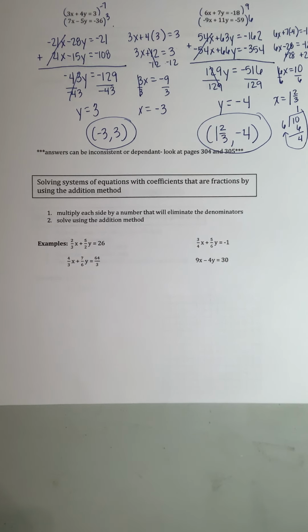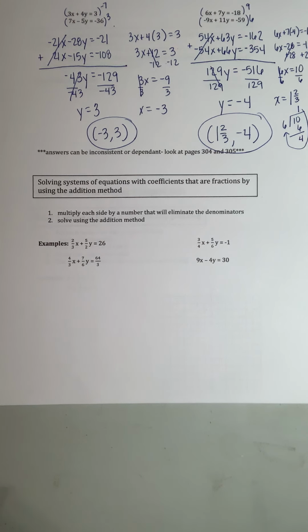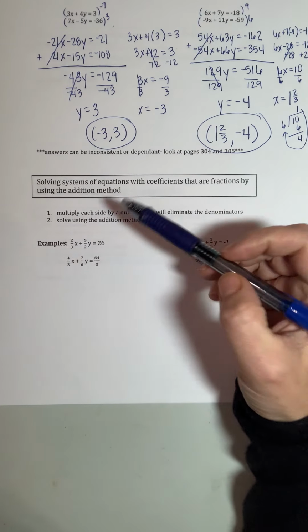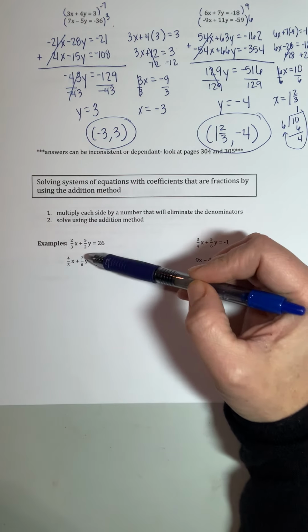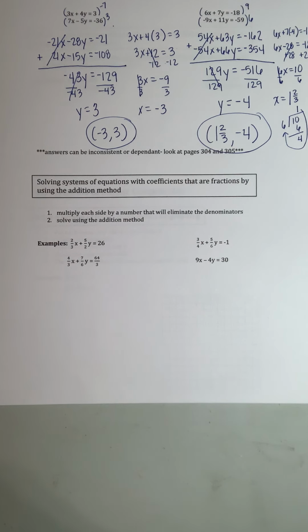Okay, we are going to do the same thing, but now we're throwing in fractions. Now, I don't want the fractions to scare you, because actually what we're going to do is multiply both equations by a number that will eliminate our denominators, okay? So don't let it scare you. It's going to be okay.